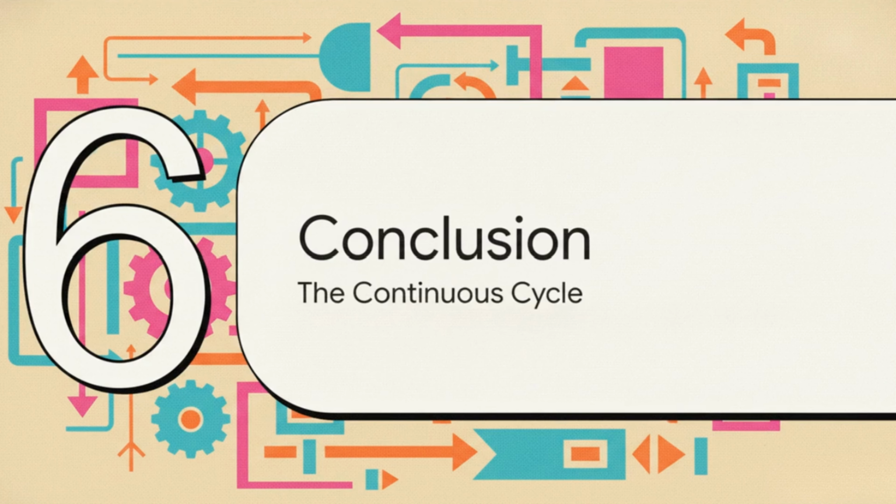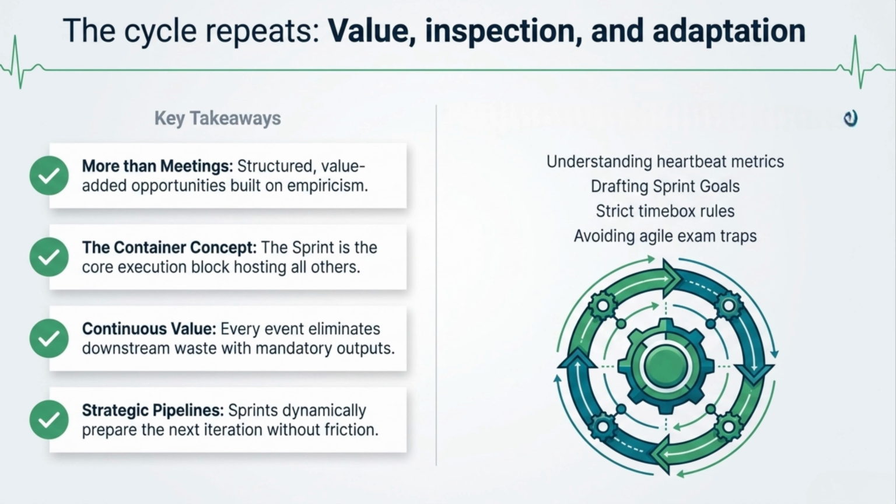Let's quickly lock in the core takeaways from today's explainer. First, remember, these are way more than just meetings. They are highly structured, value-added opportunities built purely on the physics of empiricism. Second, the container concept. The sprint is the core execution block hosting all the others. Third, continuous value. Every single event eliminates waste by demanding a mandatory, tangible output. And finally, strategic pipelines. Sprints dynamically prep the framework for the next iteration without any friction. The whole cycle just repeats, delivering value, inspecting reality, and adapting continuously.